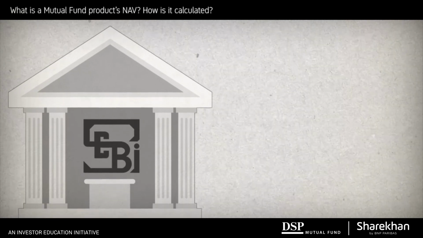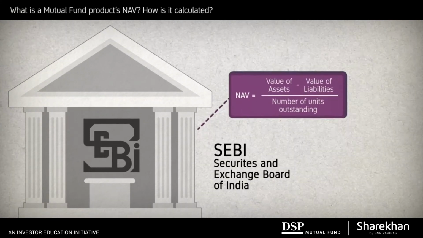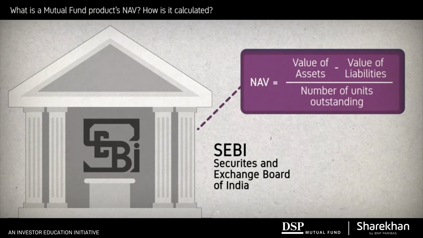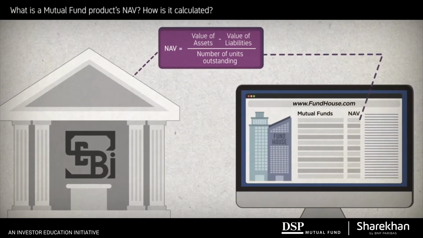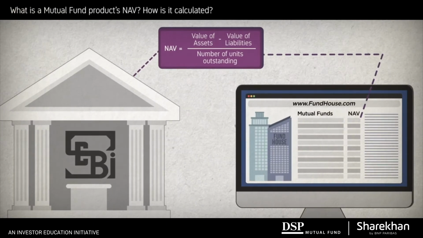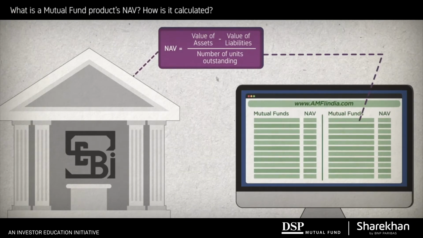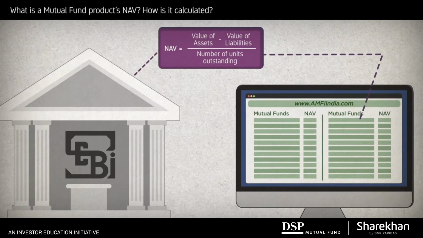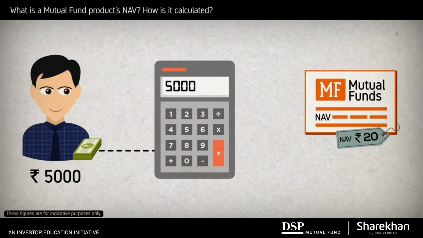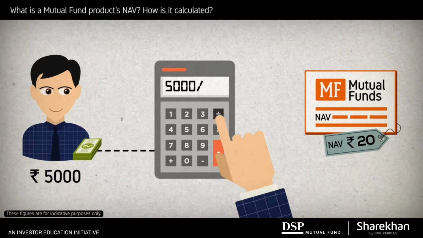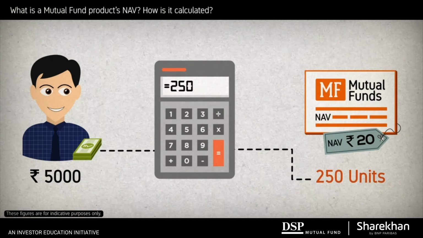The market regulator, Securities and Exchange Board of India or SEBI, stipulates this formula as the standard method to calculate NAVs. In fact, every day, all fund houses are required to disclose the NAV of all the mutual fund products on their website and also on the website of the Association of Mutual Funds in India or AMFI. So, if you were looking to invest Rs 5,000 in a mutual fund product with a NAV of Rs 20, you will effectively end up buying 250 units of that product.